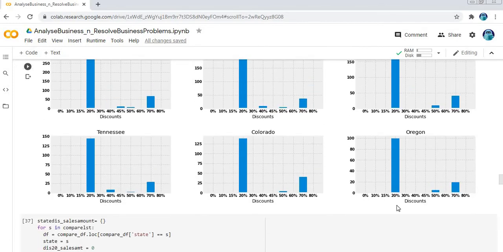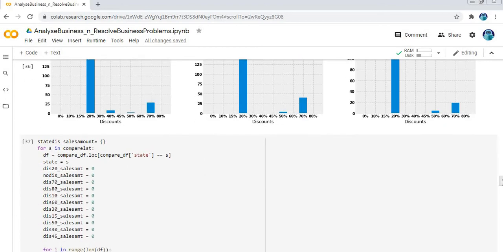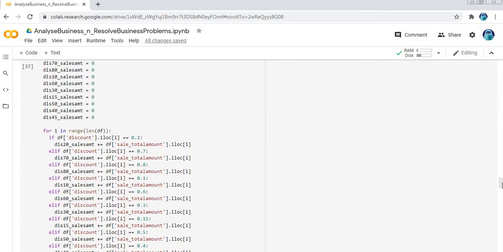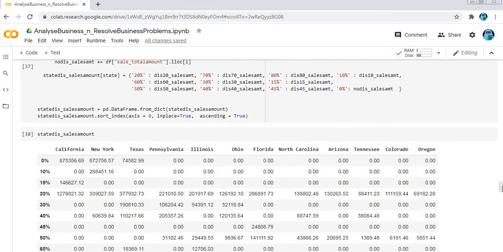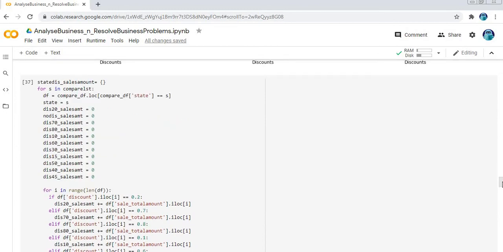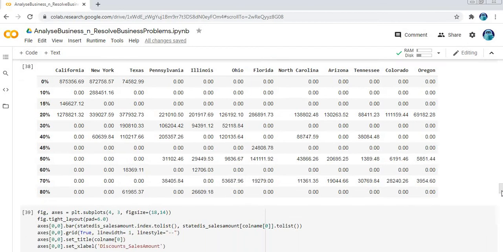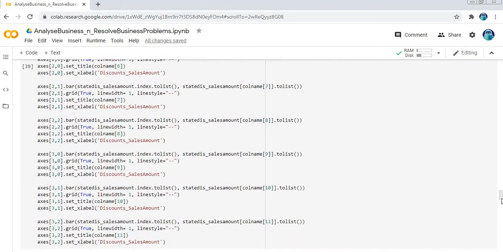Okay, now let's find how much this discount was given on the total sale amount, that is, the items which were sold. What was the total sale amount on which this discount was given? So we are plotting one more plot. We are making a customized data set for our analysis, and then we are plotting this.